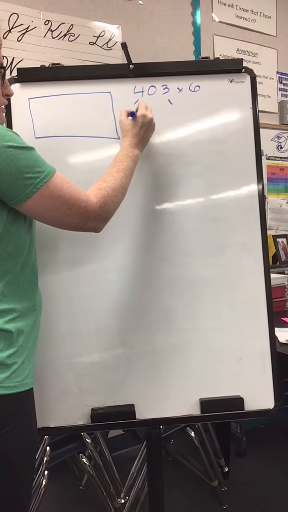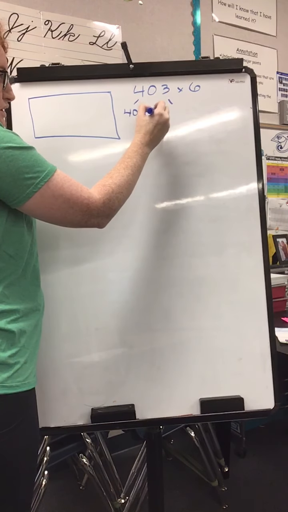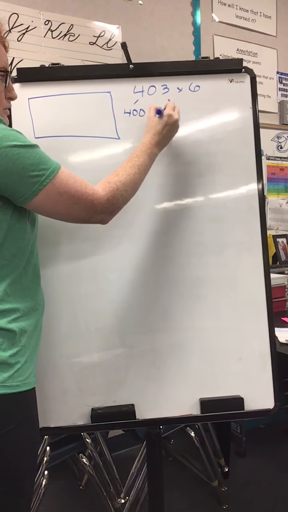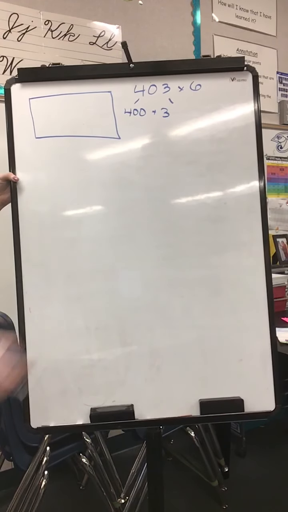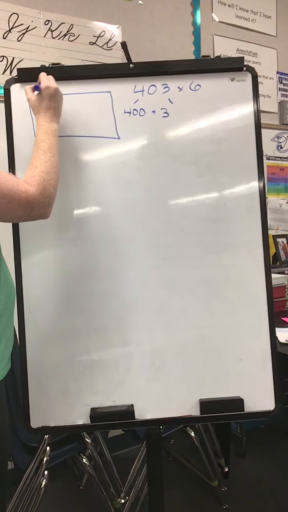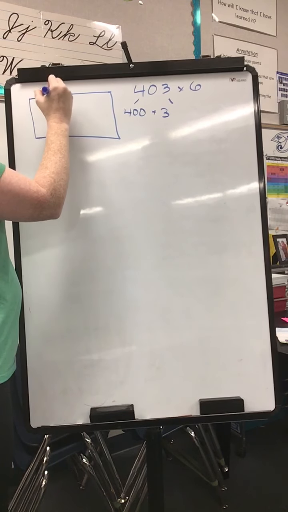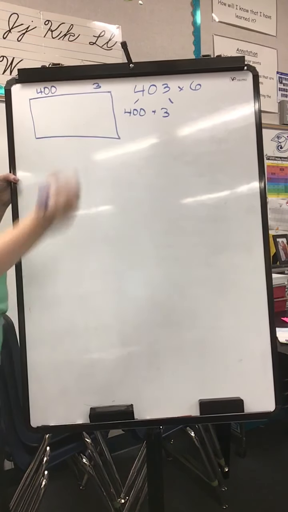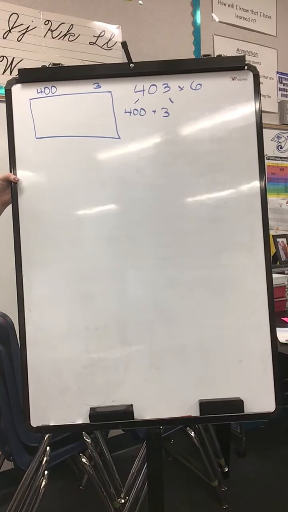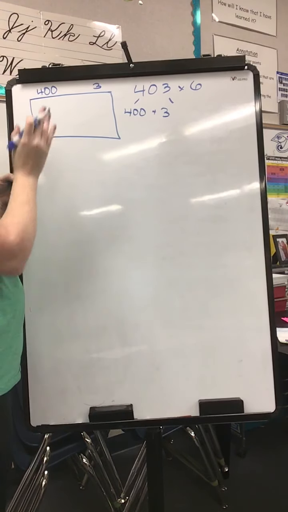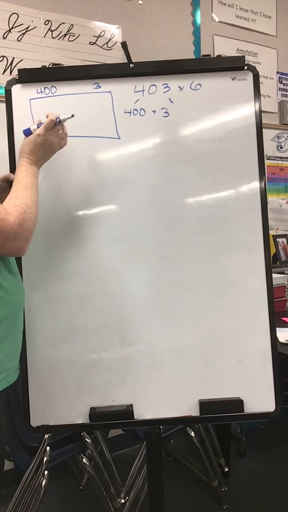403 is 400, since there's nothing in the tens place, we don't have to write it, 400 plus 3. So that is how we would split that up. That means it's going to go on the top, so it's going to be 400 here, and then 3 over here. And remember, area concerns itself with how much space a number takes up.